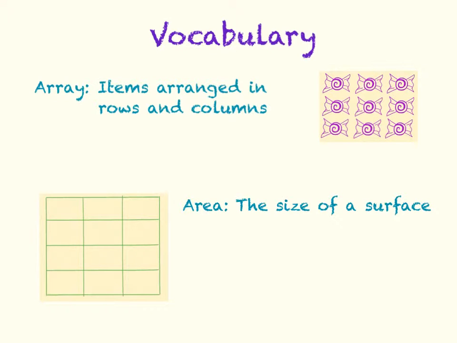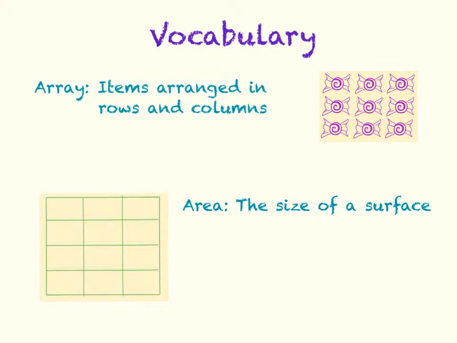First, we're going to start off with some vocabulary. Our first word is array, and this is items arranged in rows and columns. Off to the side, we have this picture here, and it's an array because it's organized in rows and columns. So our pieces of candy are an array.